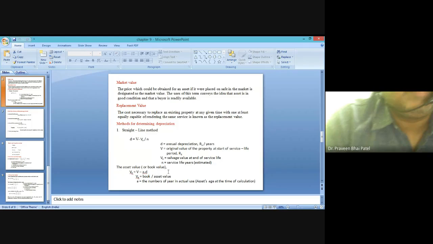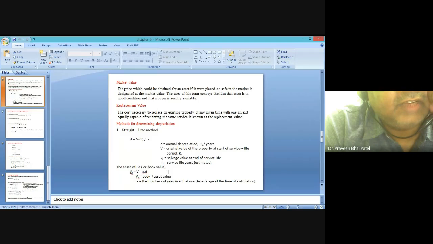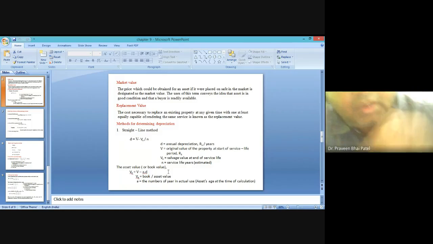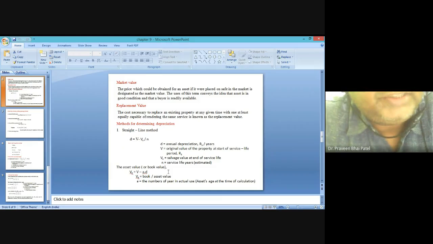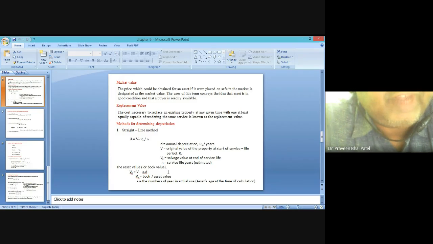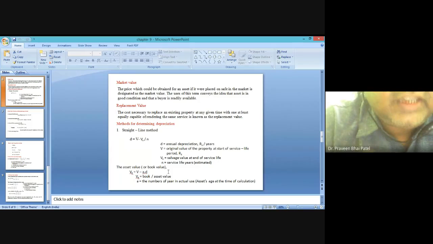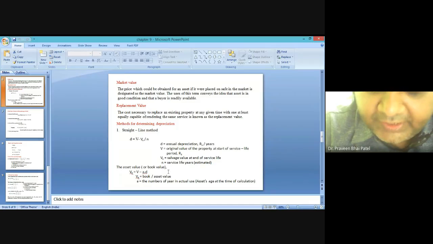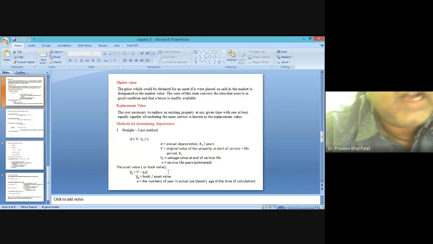So it is very much clear from here that V, original value, minus salvage value upon the number of service life years, we are getting the annual depreciation per year, and this annual depreciation per year will be constant. The only thing which I want to tell you is that in the straight line method we have calculated rupees 2,700 as a depreciation value annually.